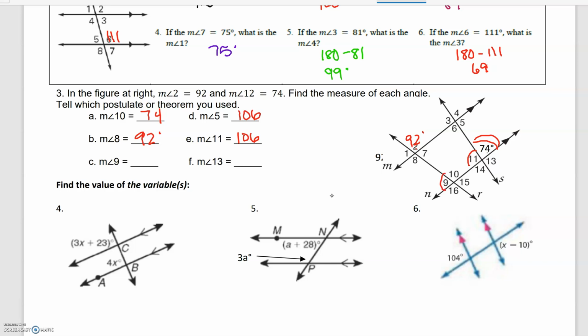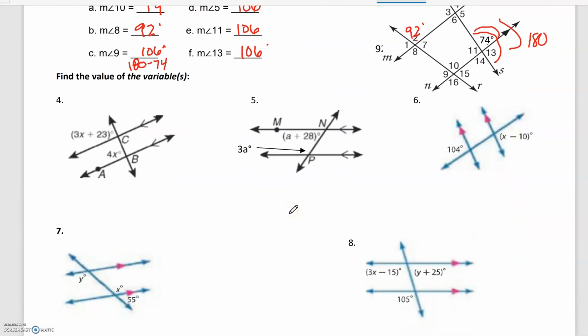Angle 9, well, we already know what 10 is. We said 10 was 74. So these form a linear pair, so 180 minus 74, 106. And then 13 is next to my 74, so these are a linear pair adding up to 180, so 106 for 13. So once you find some relationships, you can kind of find some others.